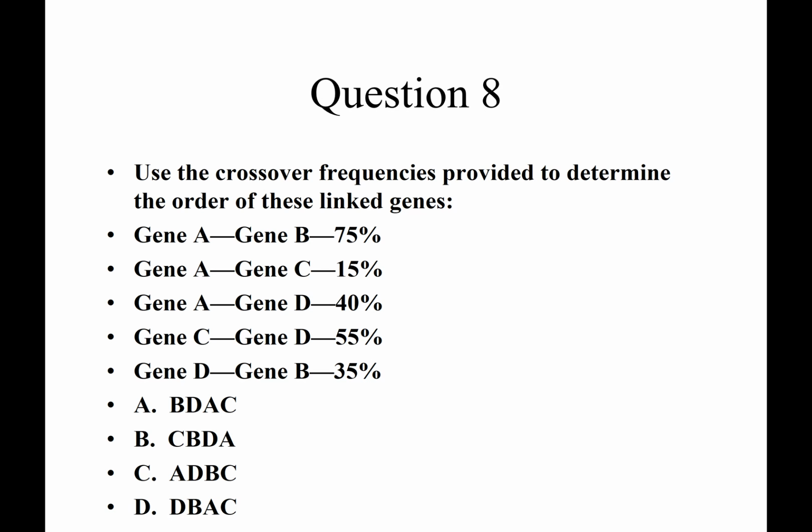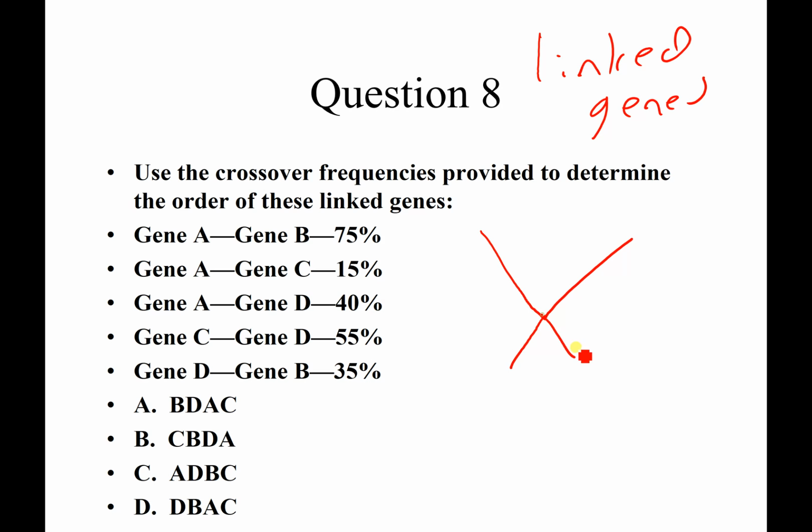All right, now we're going to talk a bit about using crossover frequencies to determine the order of linked genes. All right, first of all, some important terms. Linked genes refer to genes that are found on the same chromosome. So let's say we had some genes that were very close to each other.